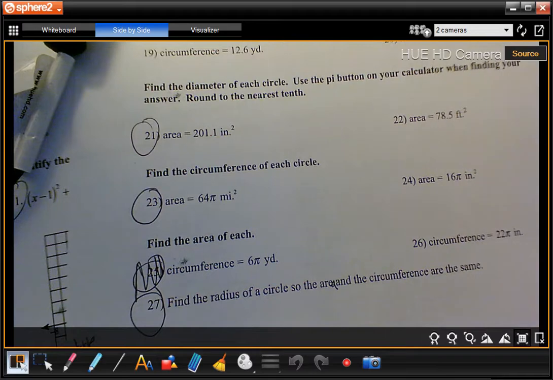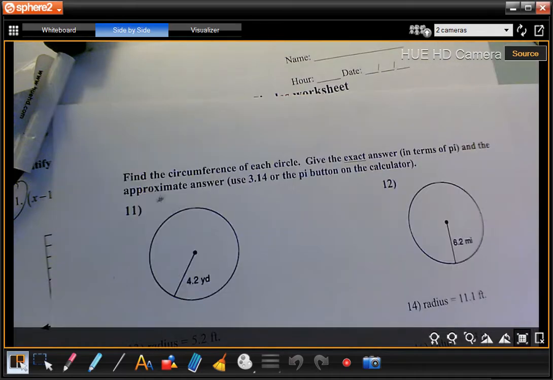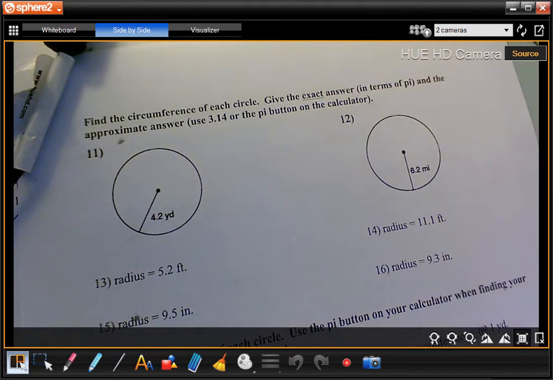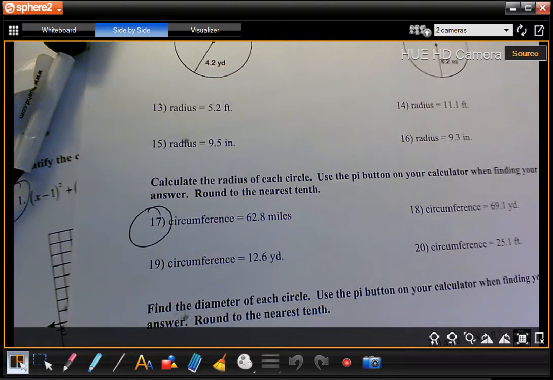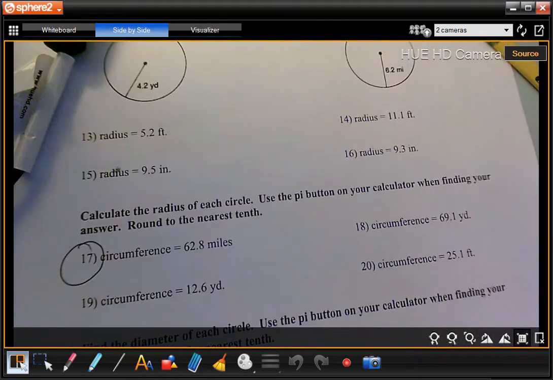Okay, we are going to move on to the back, and we are going to look at number 17 first from this section. This is just written a little bit differently. For the directions, it says calculate the radius of each circle. Use the pi button on your calculator when finding your answers. We can use 3.14 for this as well, though, if you don't have a pi button on yours. And round to the nearest tenth.